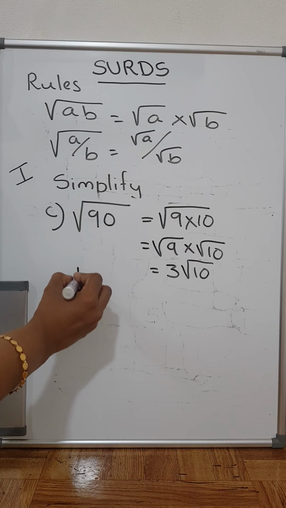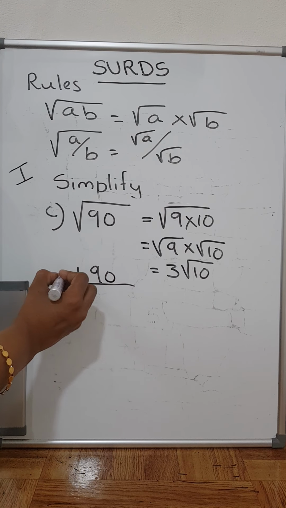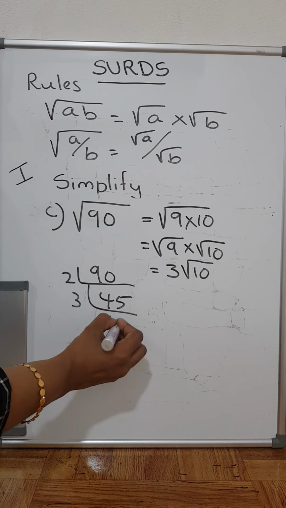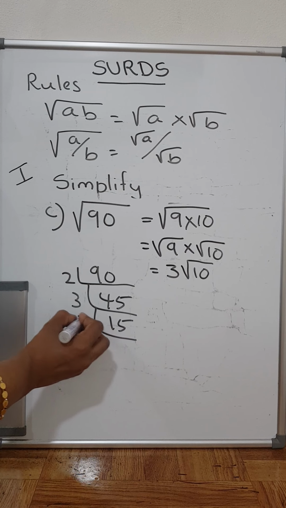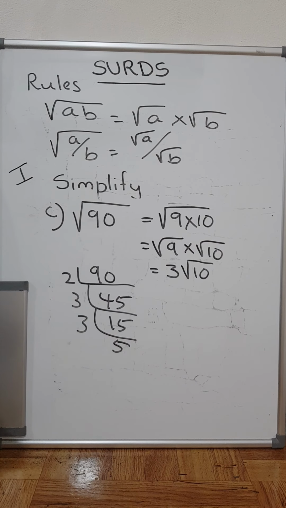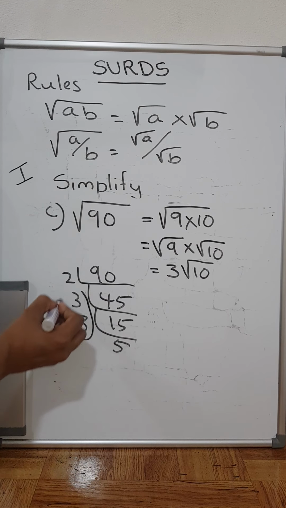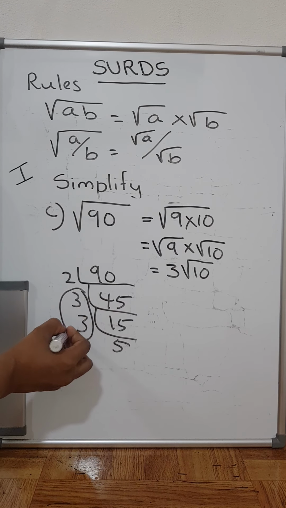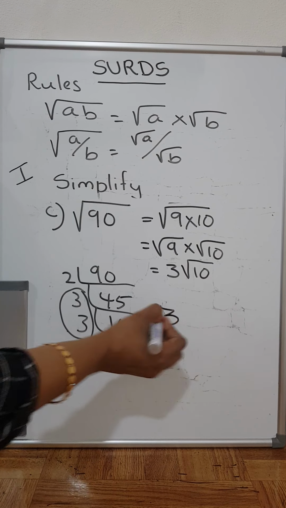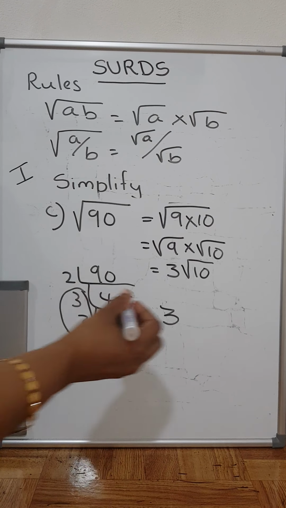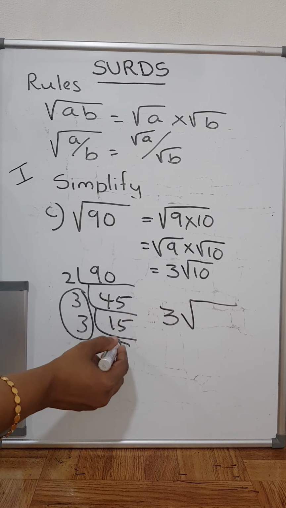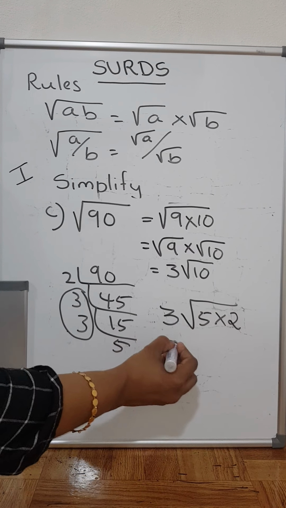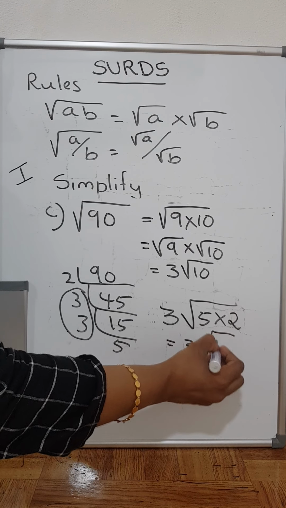Now you can't find the perfect square. 90 can be divided by 2. 45 can be divided by 3. 15 can be divided by again 3. 5. Now you see, you can make a pair of 3 here. 5 and 2 are singles. So from the pair, take one member out and place outside the root. The singles, we have 2 singles, put it inside the root. 5 times 2. So 3 root 10.